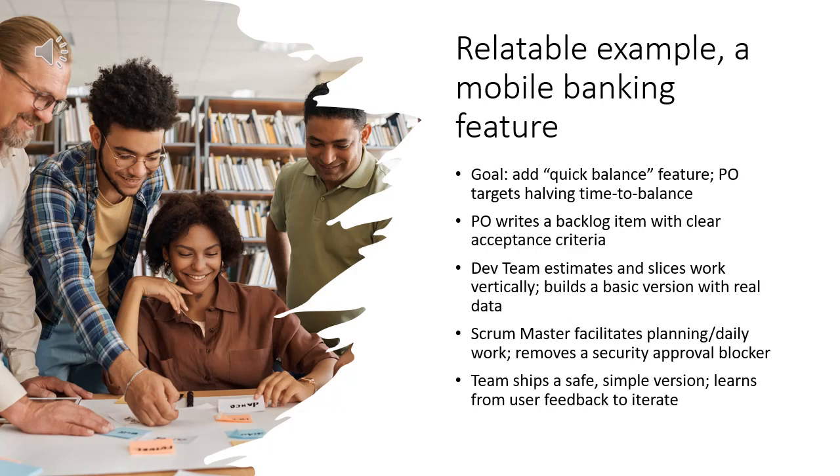Imagine a bank wants a quick balance feature in its app. The product owner sets the goal: reduce time to check balance by half. They write a backlog item with clear acceptance criteria. The development team estimates work and slices it into vertical pieces.